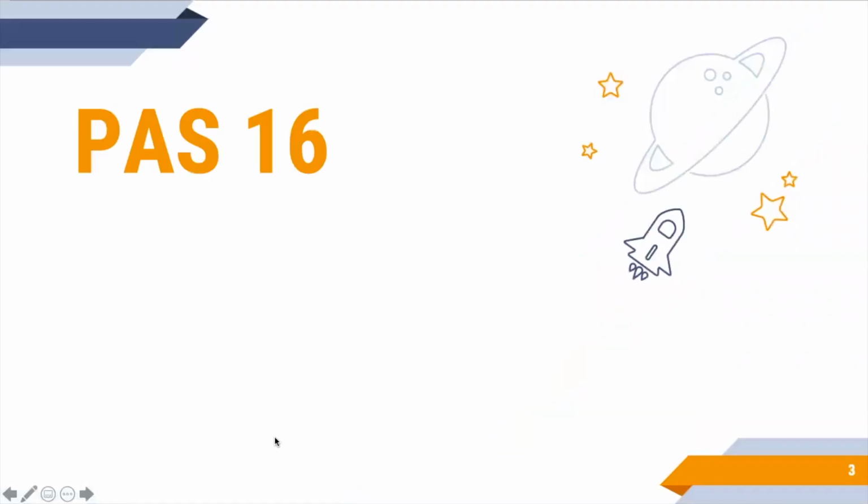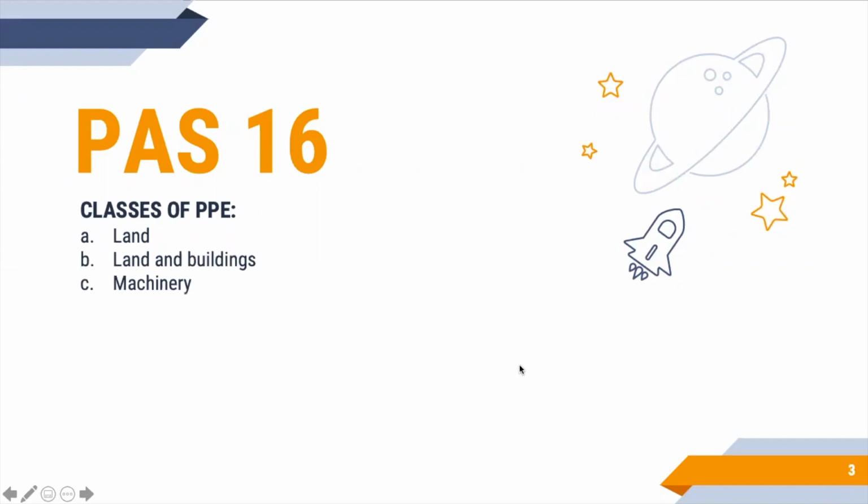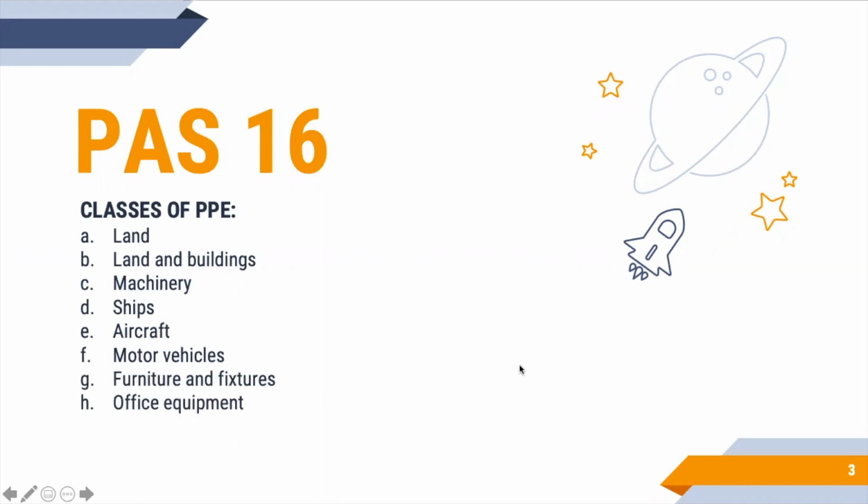The standard that governs property, plant, and equipment is PAS 16. In this standard, it lists down the classes of PPE that are governed by this standard. So ito yung mga classes of PPE. We have land and buildings, machinery, ships, aircraft, motor vehicles, furniture and fixtures, office equipment, and bearer plants. So ito yung mga PPE that should be accounted for using PAS 16.